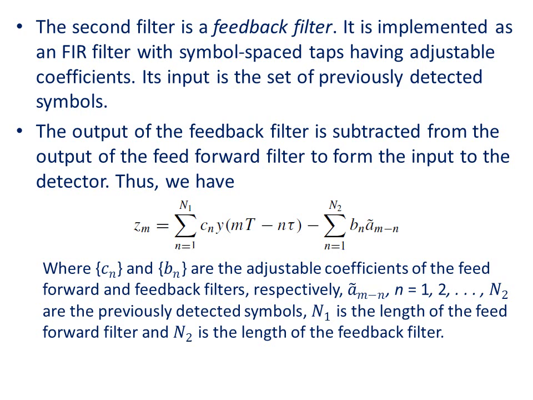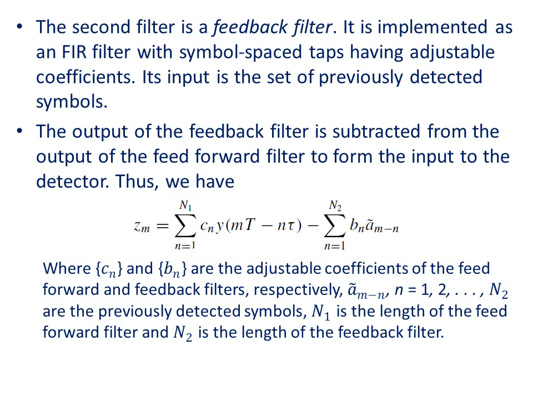As shown in the figure, the second filter is a feedback filter. It is implemented as an FIR filter with symbol-spaced taps having adjustable coefficients. Its input is the set of previously detected symbols. The output of the feedback filter is subtracted from the output of the feed-forward filter to form the input to the detector as shown in the figure.